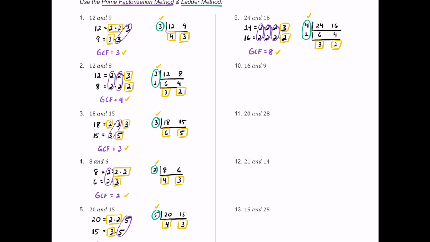For number 10, we have 16 and 9. So for 16, we just wrote its prime factorization, so we can just go ahead and copy that. Or if you have it memorized, that's also good. 9 is just 3 times 3. And this one's pretty interesting. They have nothing in common. So if that's the case, you can go ahead and say that the greatest common factor is 1. Don't say that they don't have anything in common. Every number has 1 as a factor.